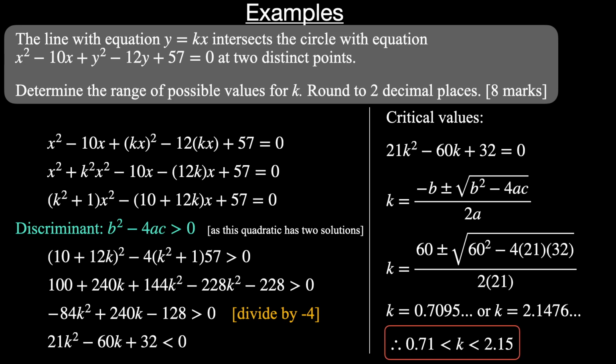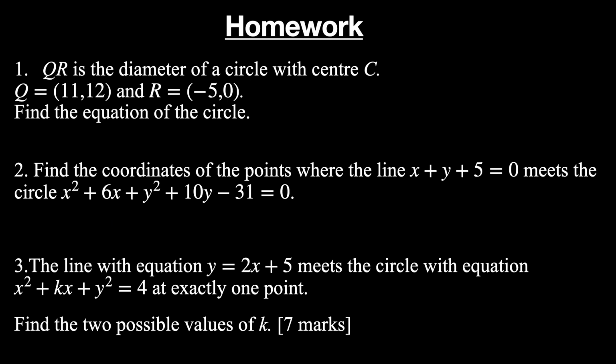Okay, so that's about it for this video. We talked about the equation of the circle and finding where straight lines intersect with the circle. Here are some homework problems for you to have a go at, and I'll leave the answers in the description so you can check that you got them correct once you give them a go. First one says QR is the diameter of a circle with center C, Q equals 11, 12, and R equals negative 5, 0. Find the equation of the circle.